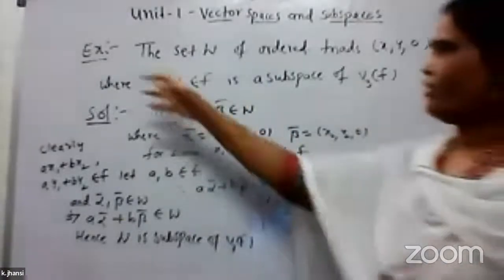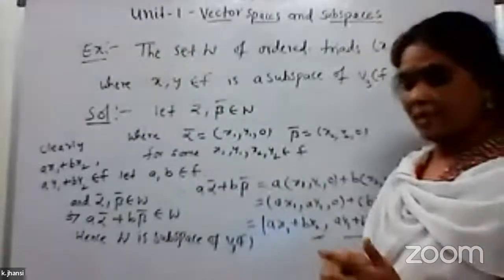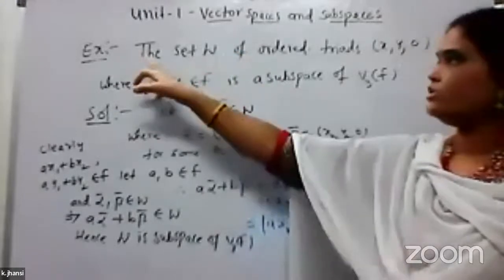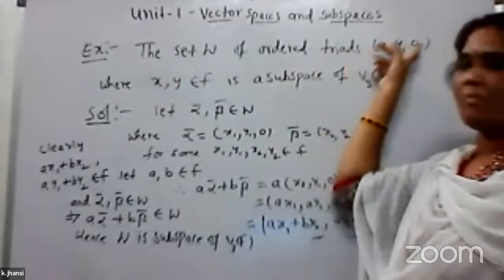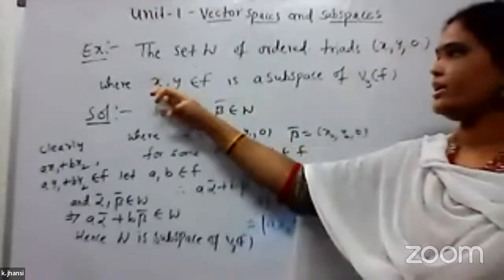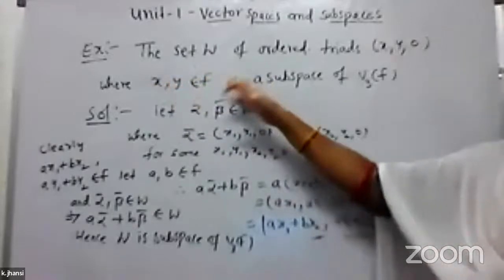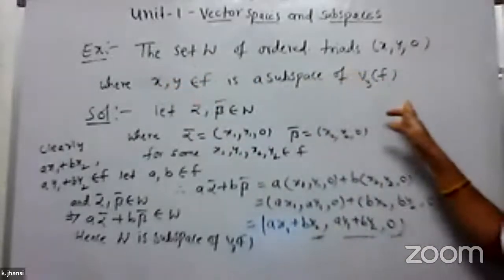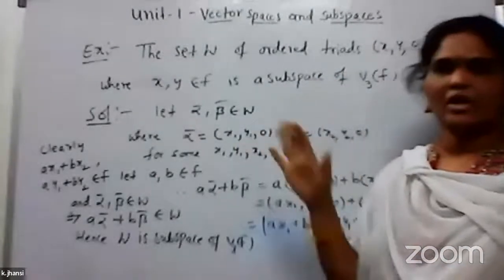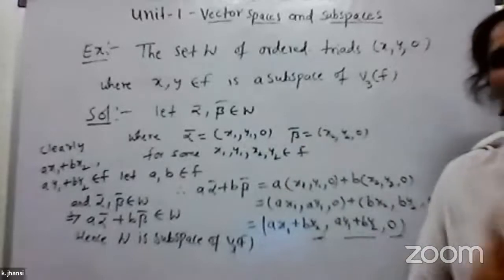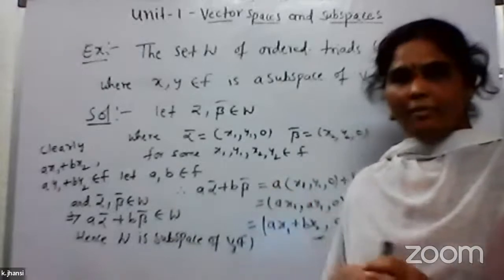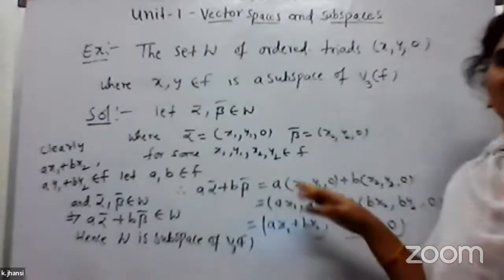So we have taken the example of a subspace to show that any given subset is a subspace of the vector space. The set W of ordered triads x comma y comma 0, in the form x comma y comma 0, where the scalars x comma y belong to F, is a subspace of V3 of F. For this you are taking the second definition of the subspace: if A comma B belongs to F and alpha bar comma beta bar belongs to W, then A alpha bar plus B beta bar belongs to W, then we call W a subspace.